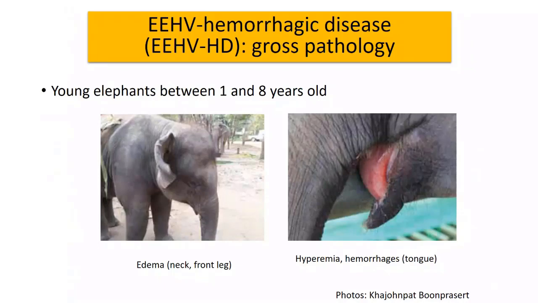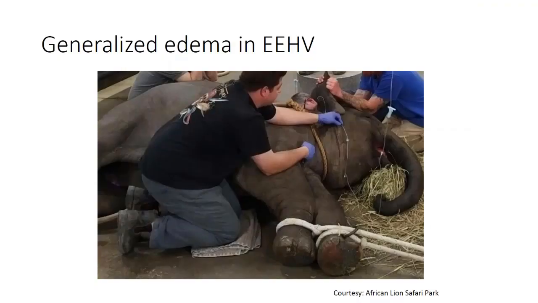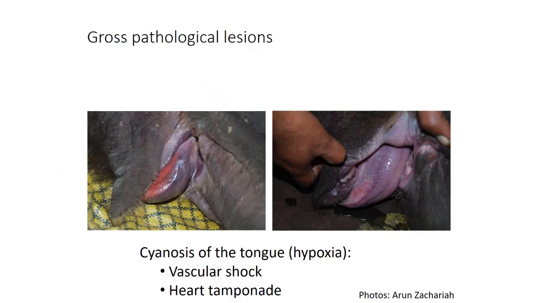As for gross pathology, it is seen in young elephants between 1 and 8 years old, based on case reports. The young elephants that show EHV disease show edema, especially in the neck and front leg. This is from Thai elephants, and I think the photo credit is by Willem. There is hyperemia and hemorrhages on the tongue, and they also noted generalized edema in calves. Cyanosis is the most prominent sign for veterinarians. In elephants that show clinical disease, the most prominent sign is cyanosis of the tongue. It is caused by vascular shock or heart tamponade.